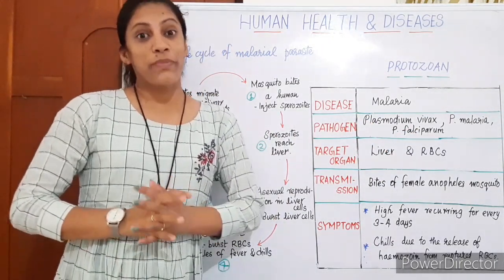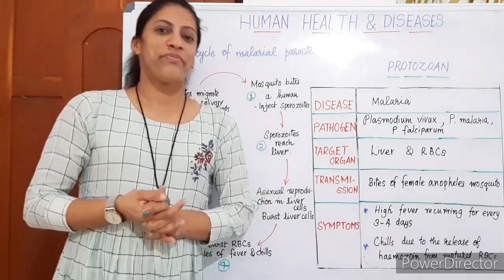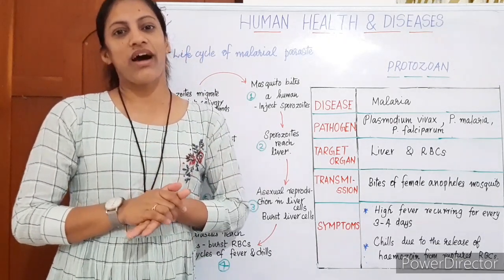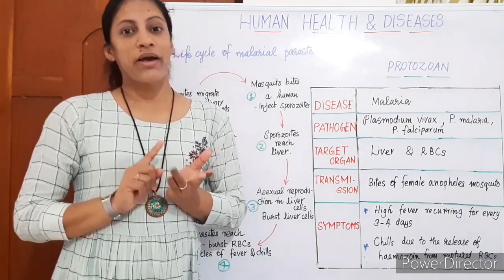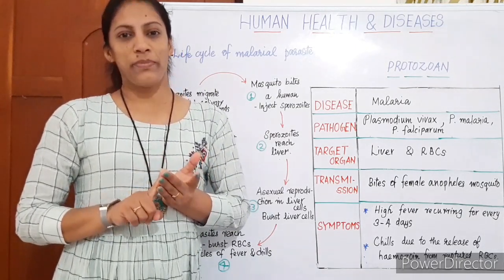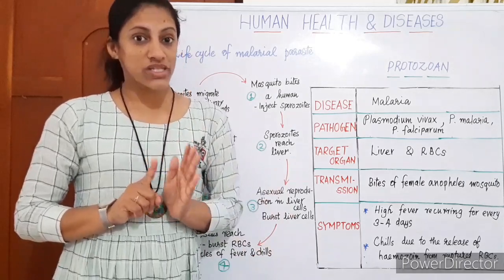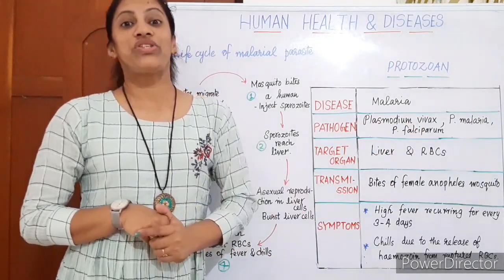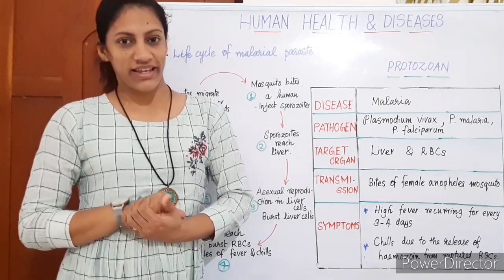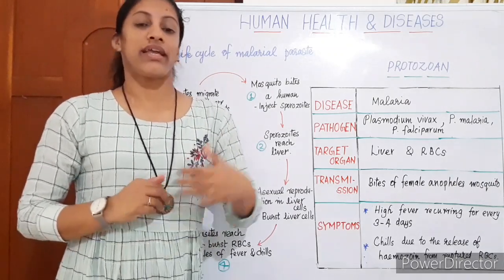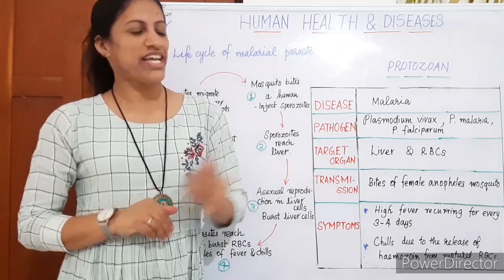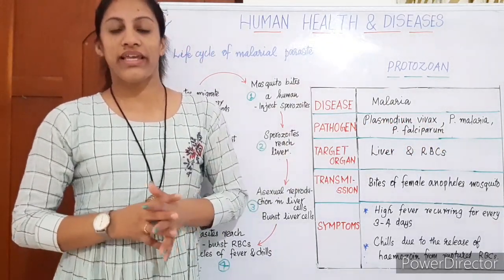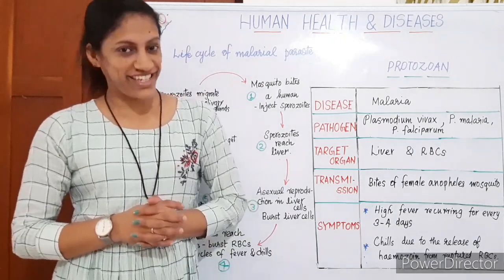So which are the pathogens of malaria? Malaria is caused by Plasmodium. 3 common species are Plasmodium vivax, malariae, and falciparum. Which one among these is most lethal? It is Plasmodium falciparum, which causes malignant malaria, a lethal disease that can even lead to death.